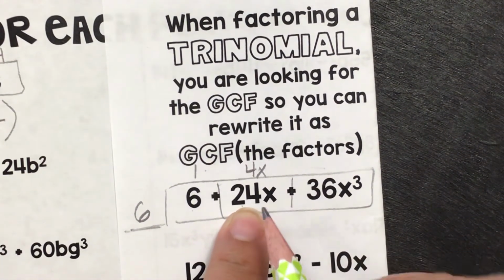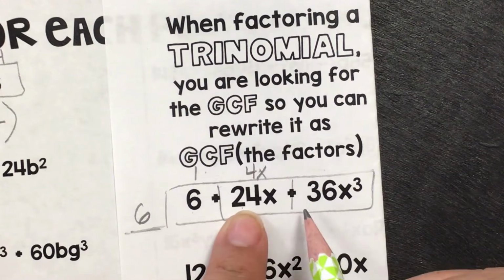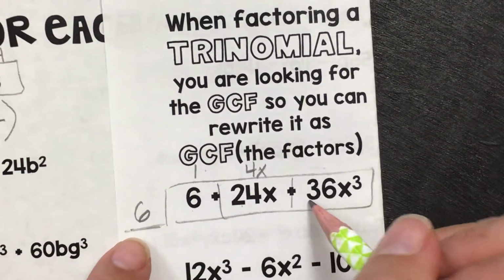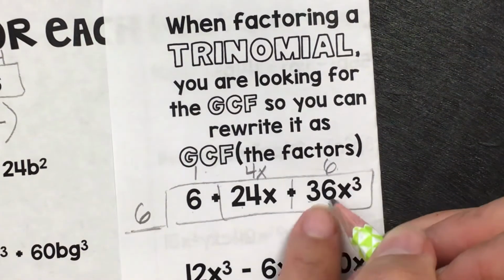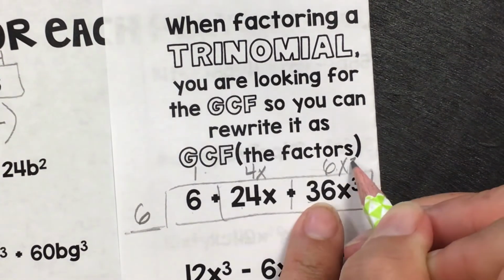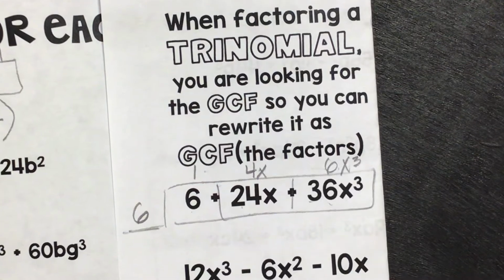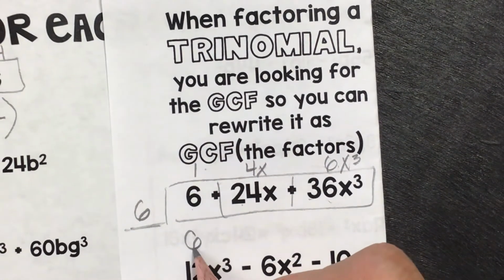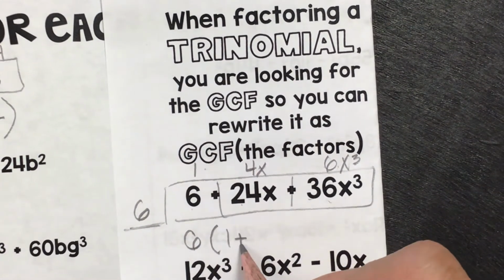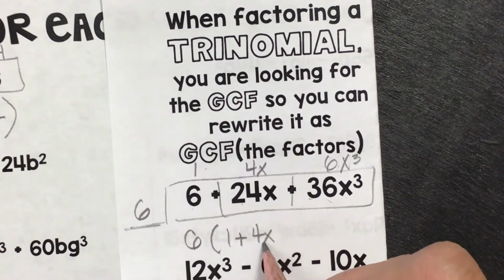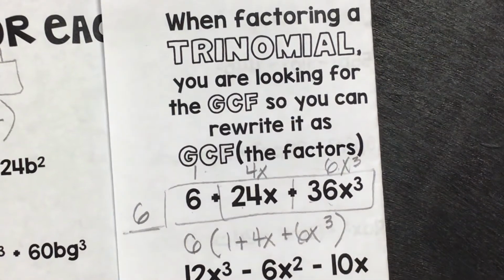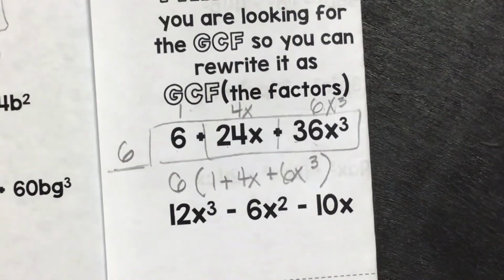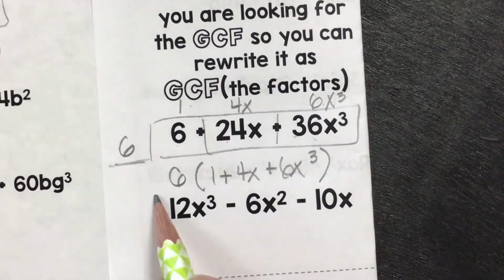Remember, we're factoring, so the given is inside a box. 36x cubed would have 6. 6 times 6 gives you 36, and I still need an x cubed. What does that mean? That means that my factors are 6 and 1 plus 4x plus 6x cubed. Okay, let's try it again. What do they have in common?